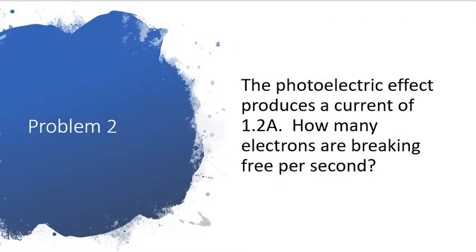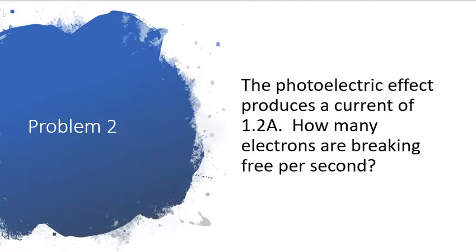Problem number 2: the photoelectric effect produces a current of 1.2 amps. How many electrons are breaking free per second? When we shine light onto a surface, if the conditions are set up correctly, then electrons will break free. If I make all the electrons go in one direction, then we can measure the flow, how many electrons are breaking free per second. And this is telling us it is 1.2 amps. If you want to work through this, I'll give you a couple seconds before I change to the answer.